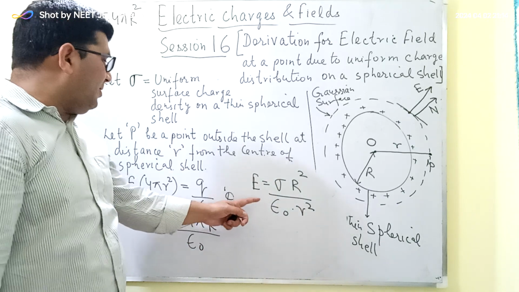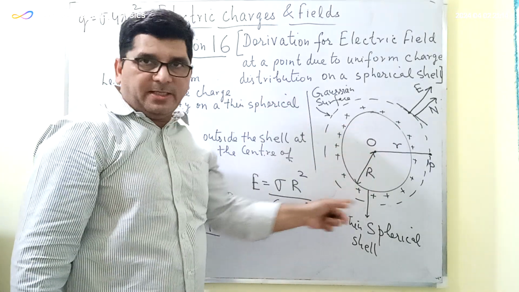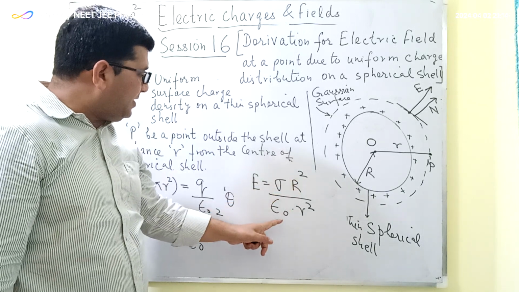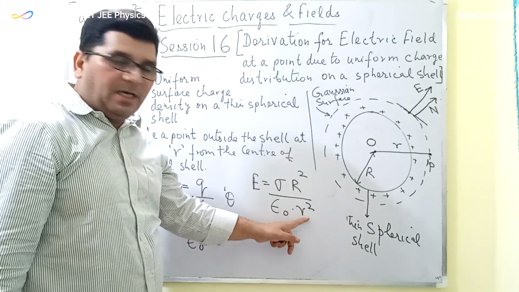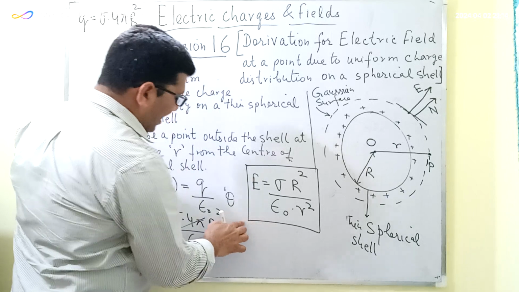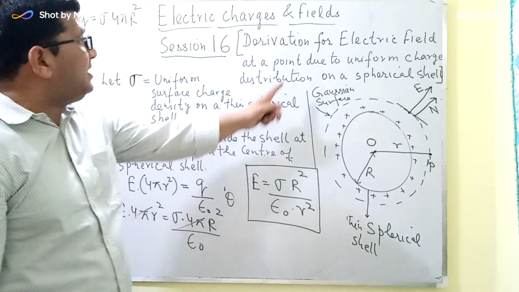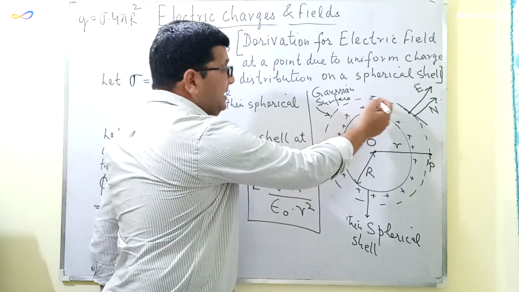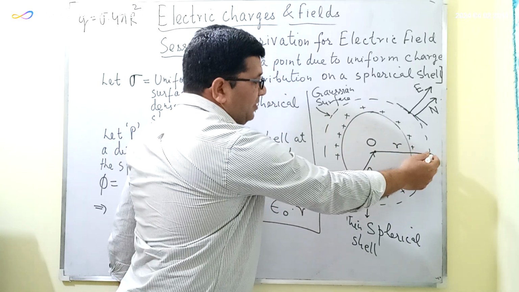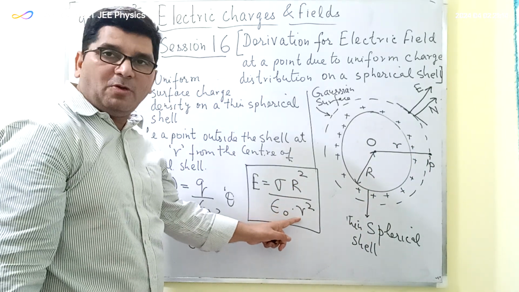So the intensity of this electric field at any point on this Gaussian surface will be equal to sigma capital R square divided by epsilon naught into small r square. So this is the value of the intensity of electric field at any point on this Gaussian surface. So we can say that the value of the intensity of electric field at this point P will be equal to sigma R square divided by epsilon naught into small r square.